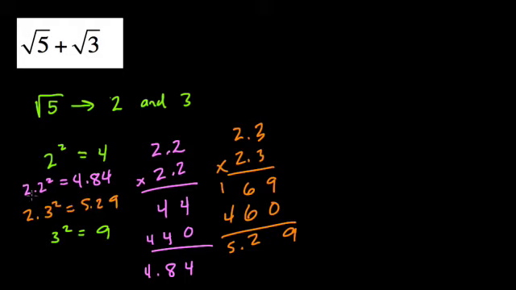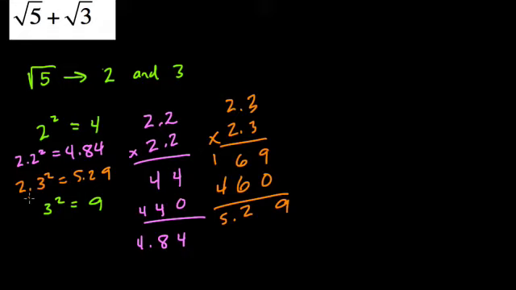I need to pick 2.2 or 2.3 to represent the square root of 5, right, to the nearest tenth place. How do I do that? Well, I look at which of these is closer to 5. And that's easy to figure out because 5 minus 4.84, that's 2.2 squared. I just think, well, what do I have to add to 0.84 to make a whole number, right? How much do I have to add here? And that's 0.16. So that's only 0.16 away.